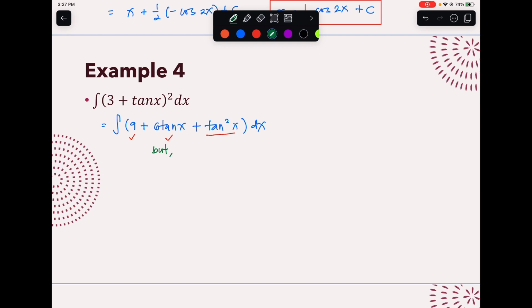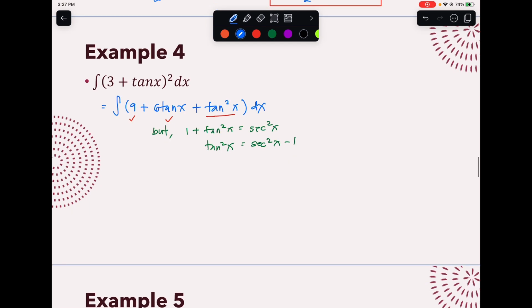But we have an identity. As long as it involves tangent, we can use this identity that 1 plus tangent squared x is equal to secant squared x. And thus, tangent squared x is equal to secant squared x minus 1. Once we transform this, it will become 9 plus 6 tangent x, and then the tangent squared will become secant squared x minus 1 dx. And 9 minus 1 is 8 plus 6 tangent x plus secant squared x dx.